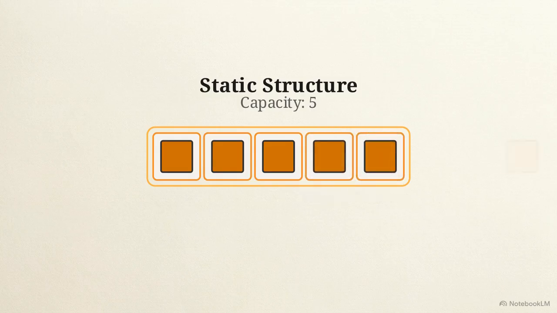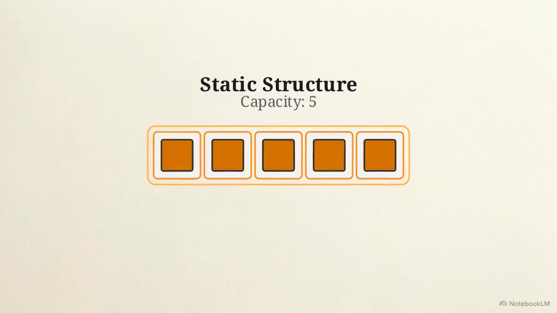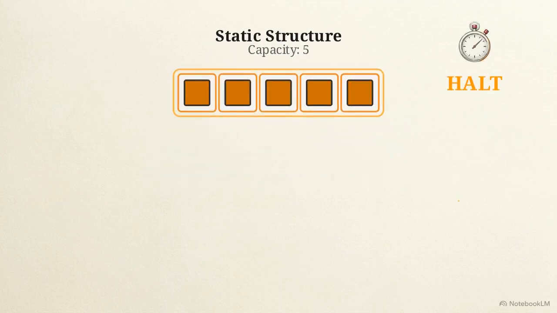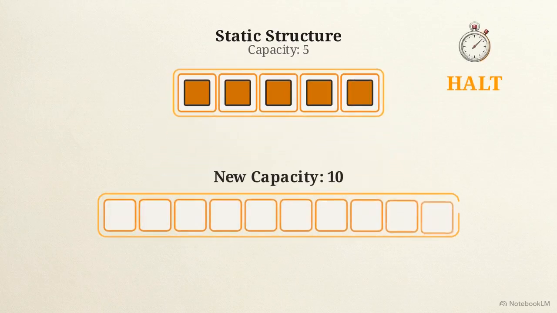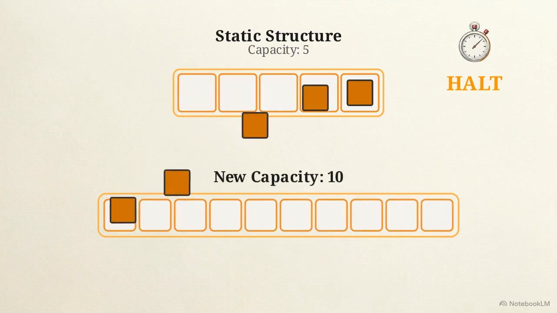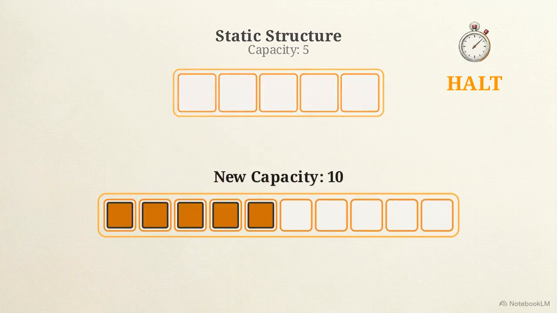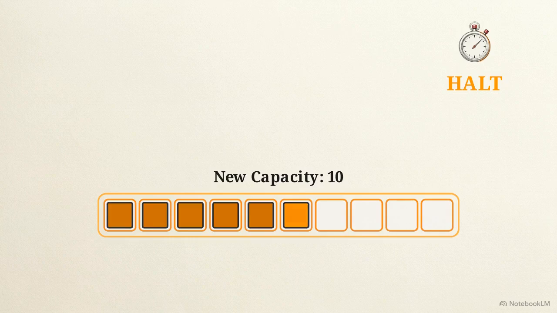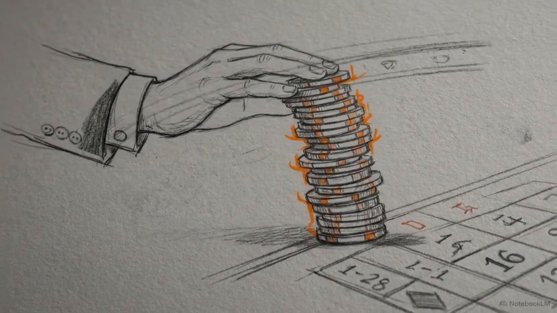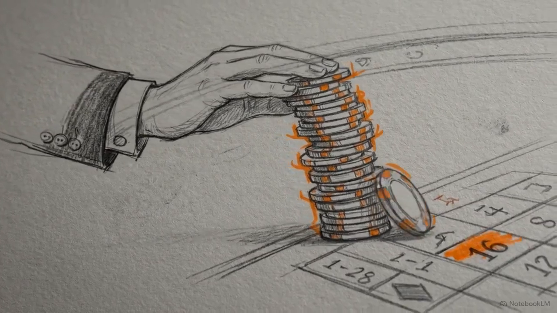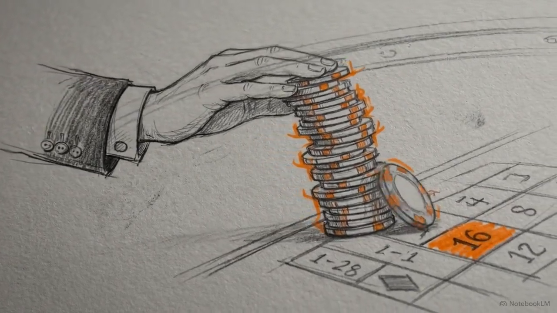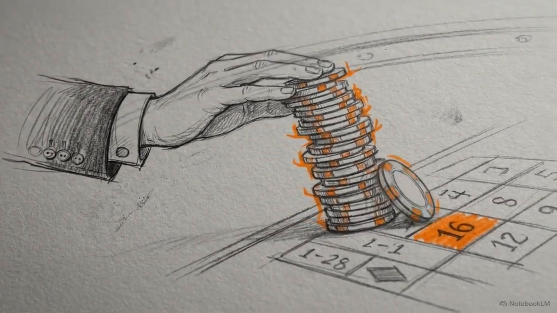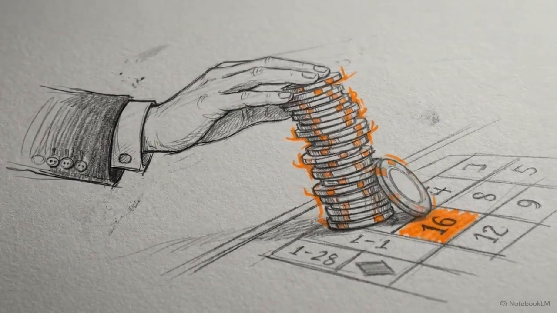And if you hit the limit, you have a severe problem. When a new piece of data tries to enter a full static structure, it gets rejected. The system cannot stretch the boundary. To accommodate that new data, it has to halt operations and build an entirely new, larger structure from scratch. That incurs a significant performance penalty. Static structures represent a highly optimized gamble. You achieve peak execution speed, but only if your initial capacity estimate was perfectly accurate.